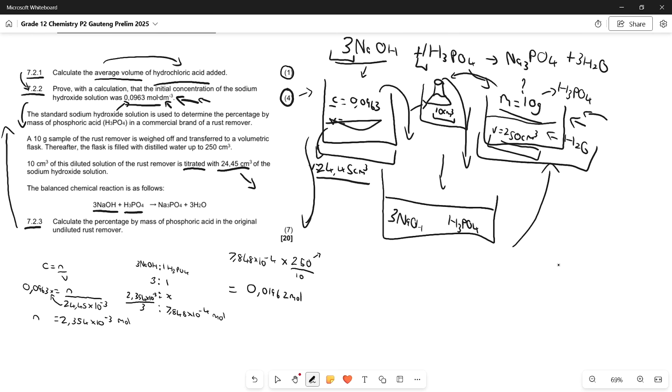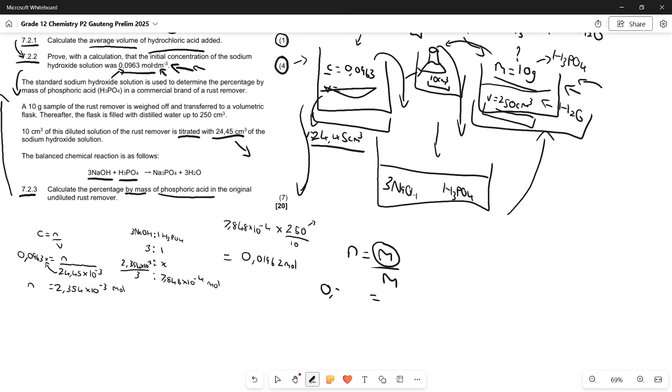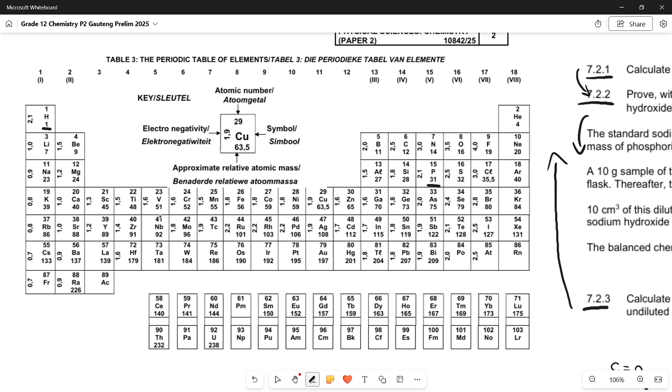And if we want the percentage purity by mass of phosphoric acid, we are now at a good stage because we can go n equals m over capital M to get our amount of mass of H3PO4, because we have the moles over here, 0.01962. We want the mass, and the molar mass we can get on our periodic table, because the molar mass for H is 1 times 3 over there, plus phosphorus. Phosphorus is 31 over here, and then oxygen is 16 over here for the approximate relative atomic mass.